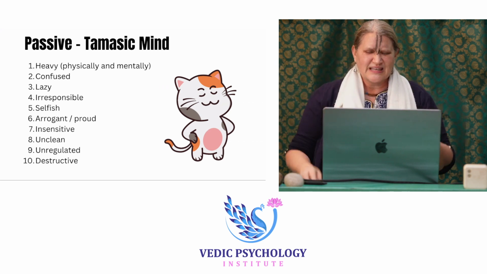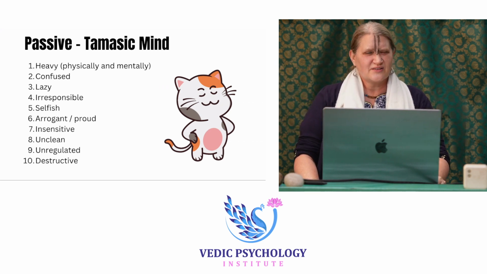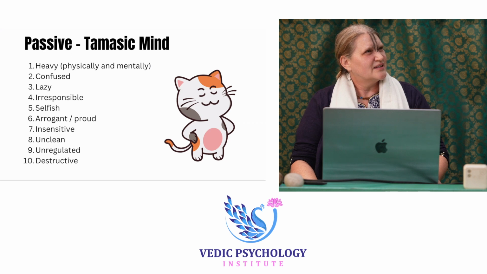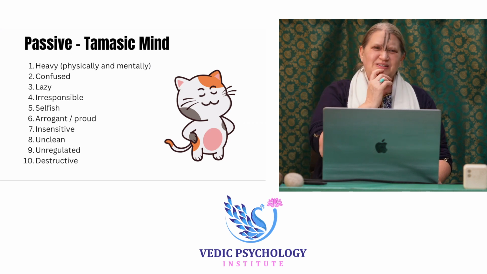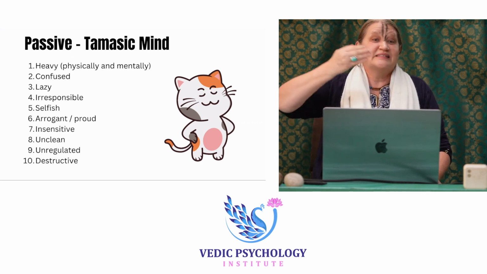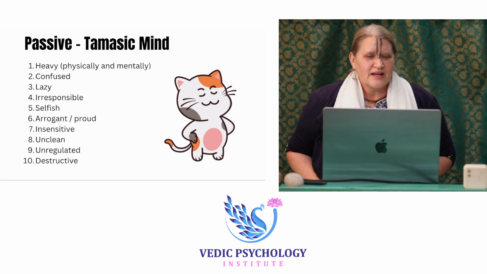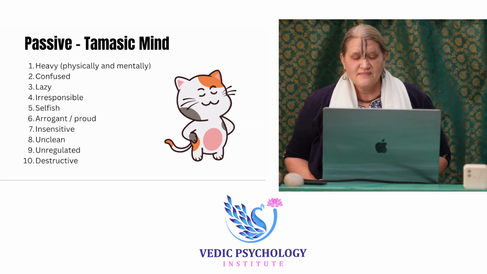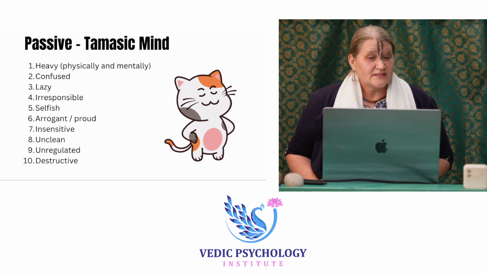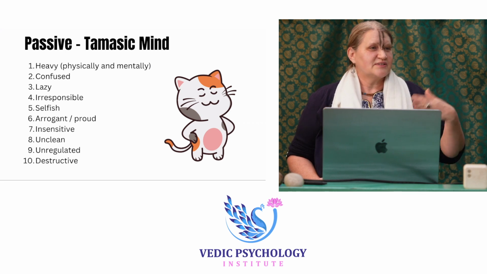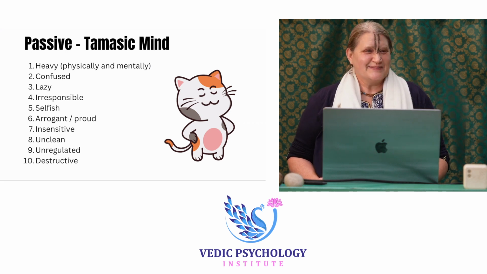But then Tamas is like, I don't know. Should I do that or not? I mean, so-and-so said this, and so-and-so said that, and they might change their mind again, or they actually miss the deadline of something because they can't decide. So there's a heaviness, a confusion. They tend to be on the lazy side, irresponsible, selfish, kind of greedy and selfish, arrogant and proud, insensitive, they don't notice. That's why the cat was a good example of that.